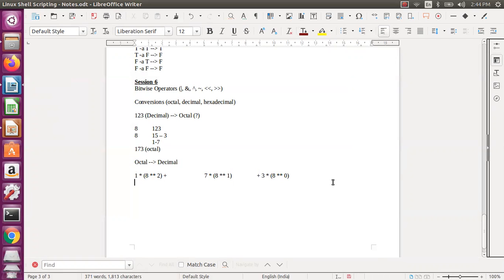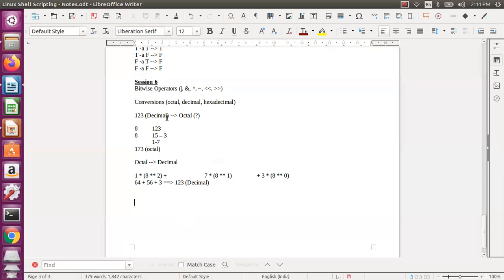So what is it now? 8 squared is 64, plus 8 times 7 is 56, and then 8 to the power of 0 is 1, and then 3. So it becomes 7, 9, 9 plus 4 is 13, and then 11, 12. So 123, which is nothing but decimal 123, which is right because we already converted that. So octal to decimal, decimal to octal, you will do like this.